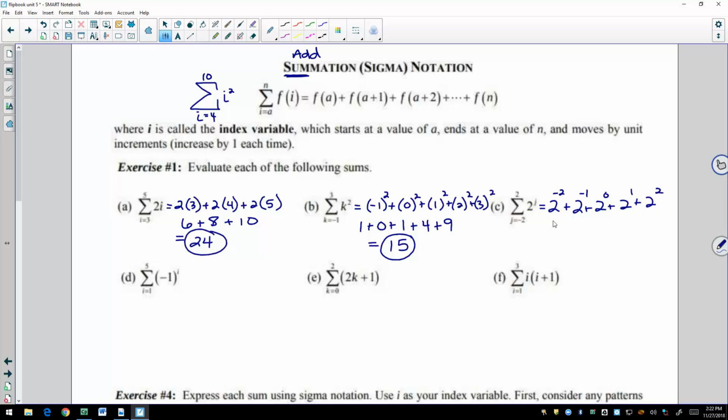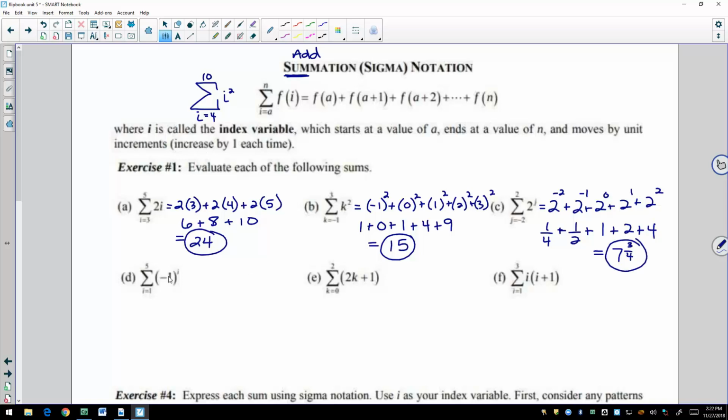the second. So 2 to the -2, if you recall from last unit, when you have negative exponents, it moves to the bottom to become positive. So that's 1 over 2 squared, which is 4. This is 1 over 2 to the first, which is 2. Anything to the 0 is 1. This is 2, and this is 4. When you add all of those up, you get 7.75, or 7 3/4.